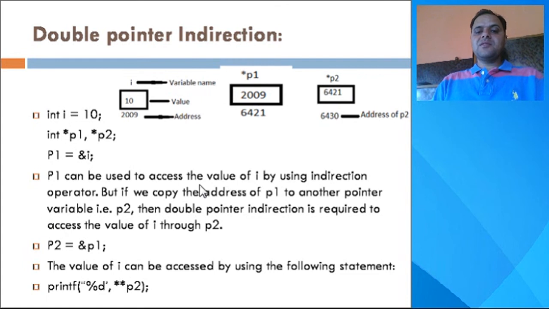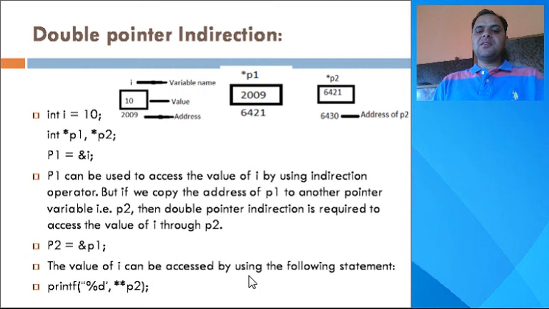P1 can be used to access the value of I by using the indirection operator. But if we copy the address of P1 to another pointer variable, that is P2, then the double pointer indirection is required to access the value of I through P2. So P2 is equal to ampersand P1: the address of P1 is assigned to P2.